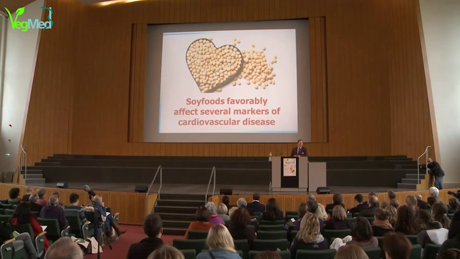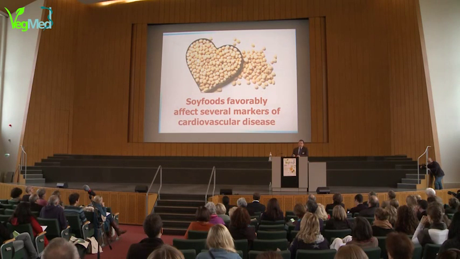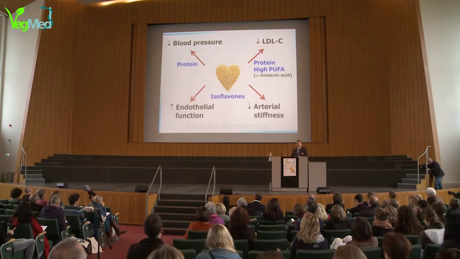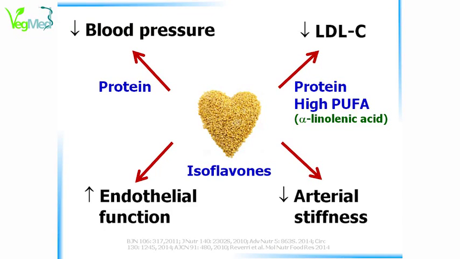Now I want to look at the effect of soy foods on cardiovascular disease risk. Soy foods favorably affect a number of markers of cardiovascular disease risk. For example, the protein lowers LDL cholesterol levels, and because soy foods are high in polyunsaturated fat, when they replace animal foods in the diet, saturated fat is decreased, polyunsaturated fat is increased, and blood cholesterol levels are also reduced.